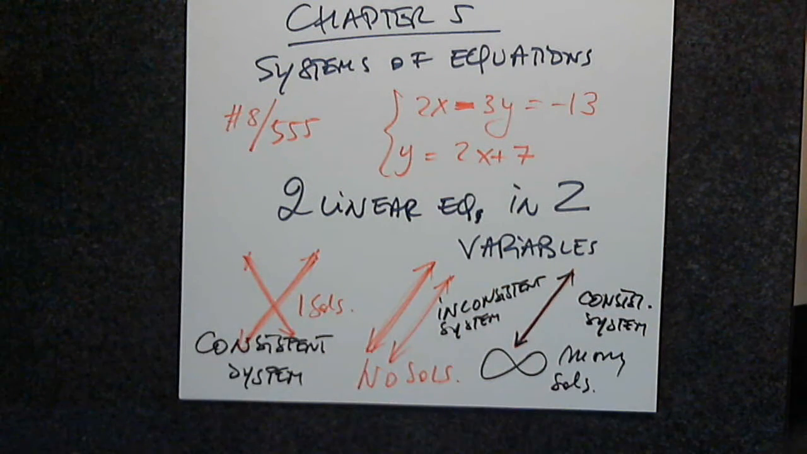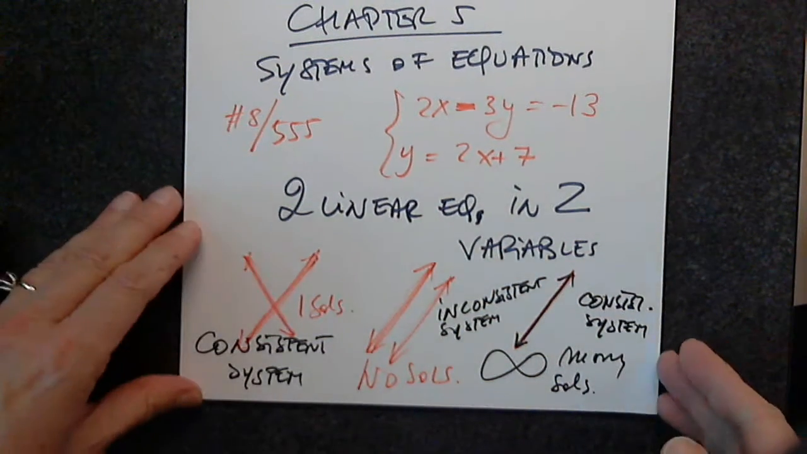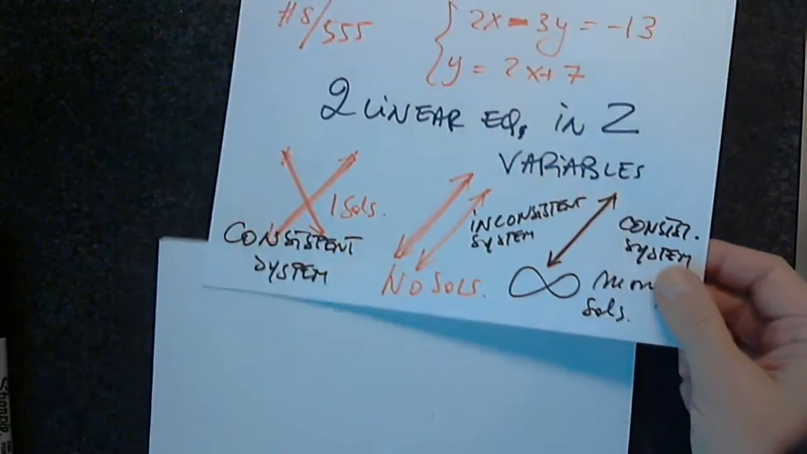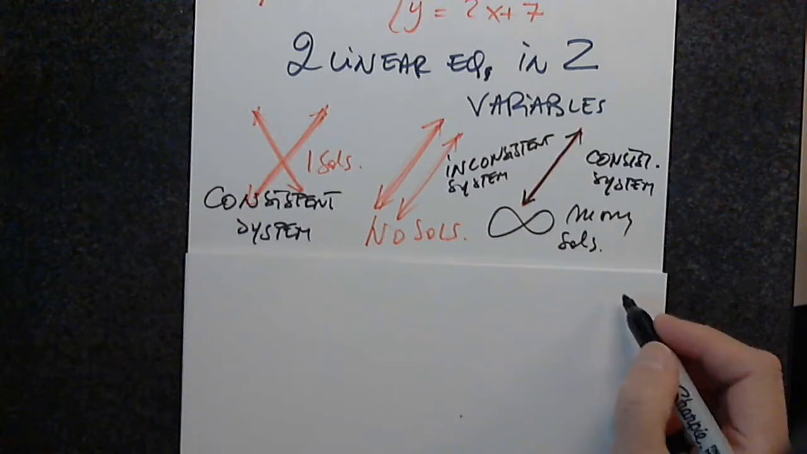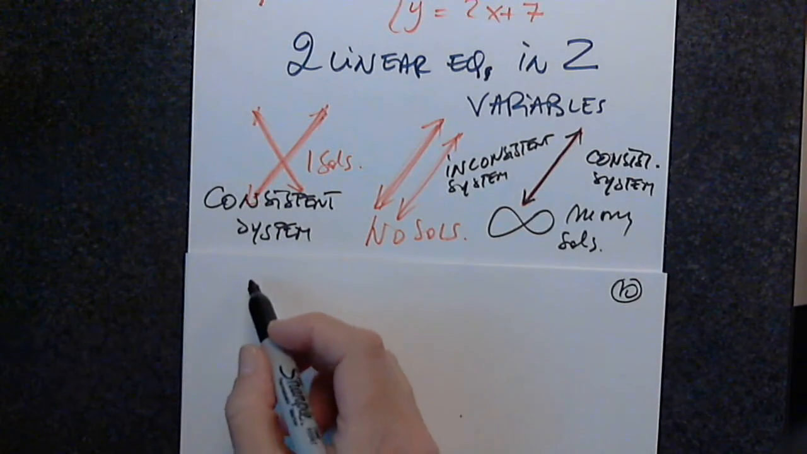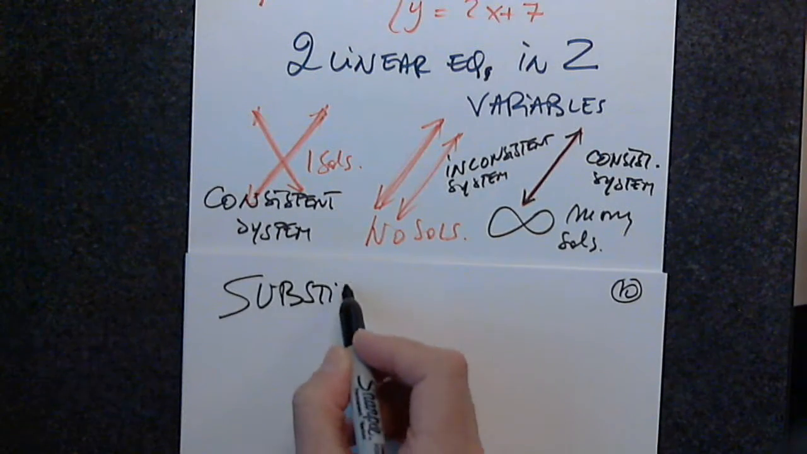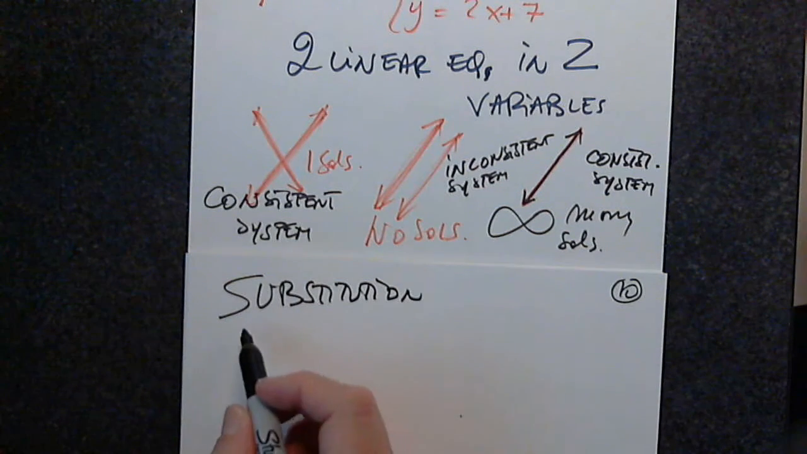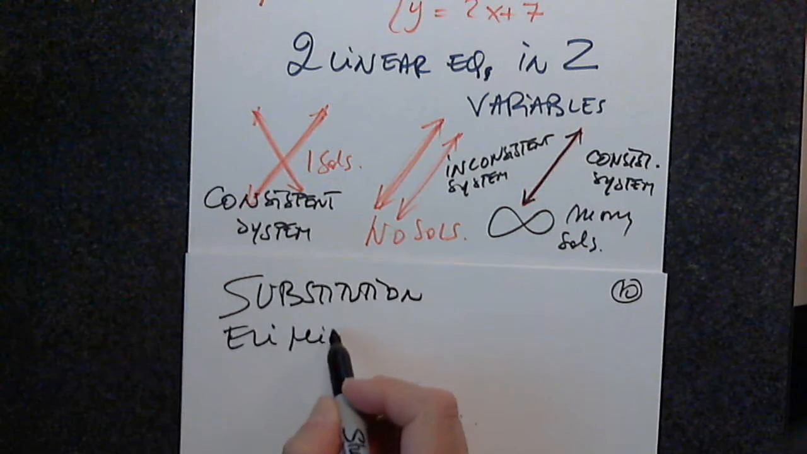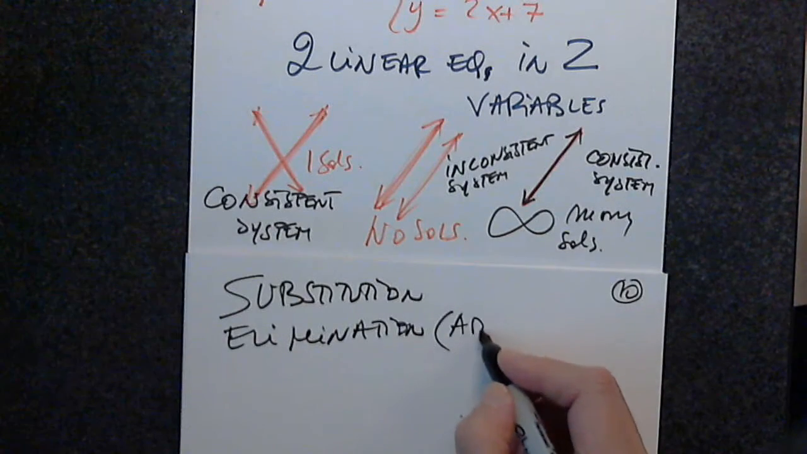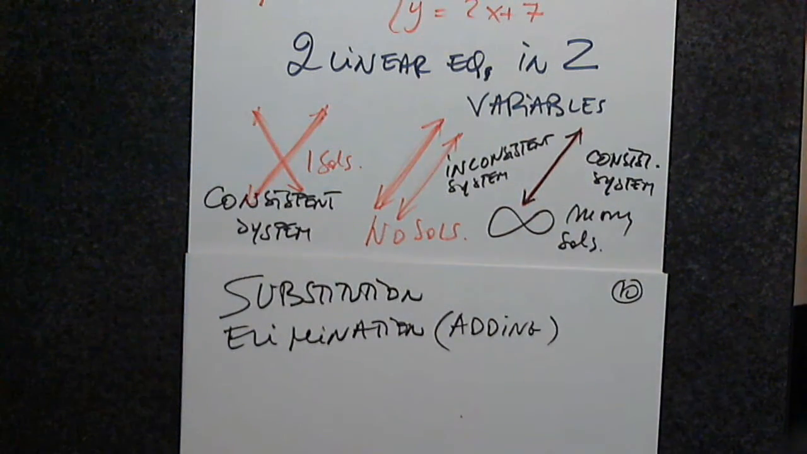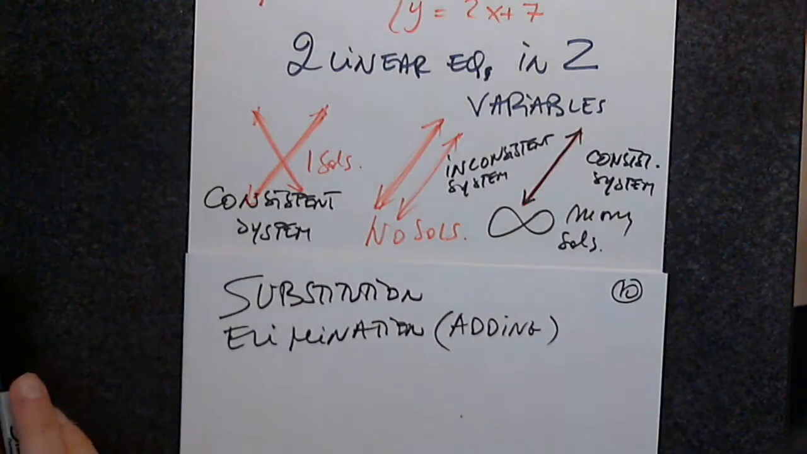We will look basically at two different methods. There are many methods of solving systems, but we're going to look at and review 2 of those. One of them is substitution, and the other one elimination, also called the adding method. So 2 methods of solving systems of linear equations: substitution and elimination.